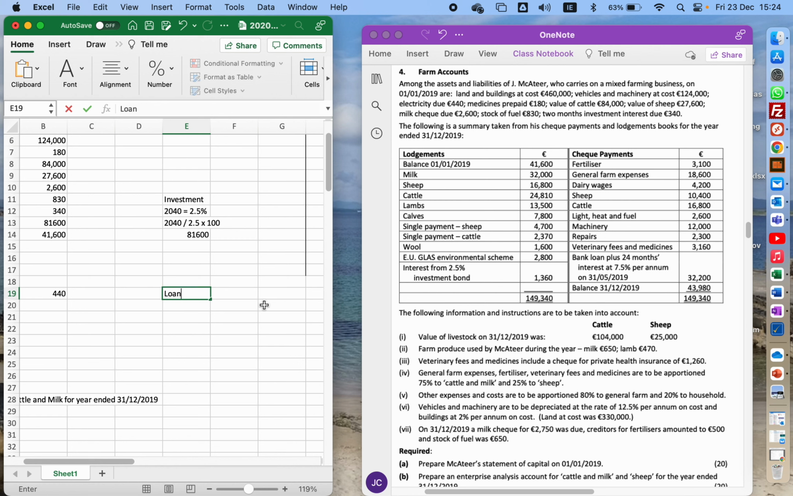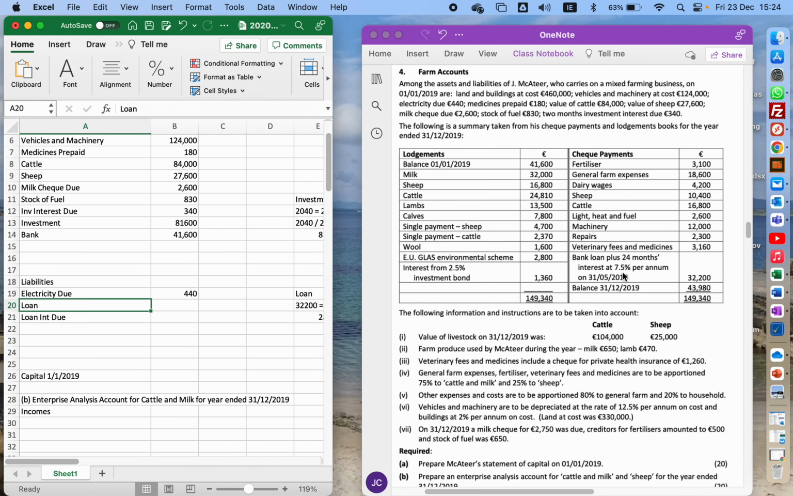So the loan, now, we have 32,200, and that represents how much? So the bank loan plus 24 months, that's 2 years interest of 7.5%. So we've paid 7.5%, so it's 15%. So that means that 32,200 is the loan, which is 100% plus 15% interest. So 115%, okay, is what I get. So if I separate those out to try and find the value of the loan itself, it'll be 32,200 divided by 115 and then multiply the answer by 100. So 28,000 is the loan.